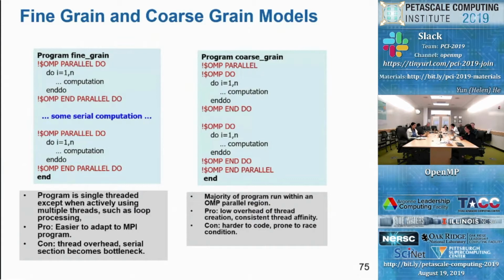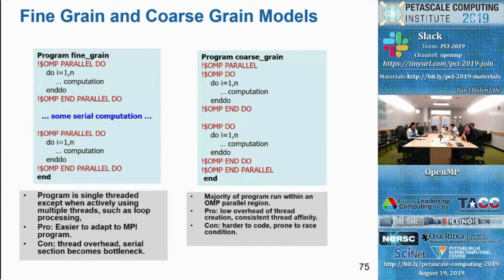This is also a concern of fine grain versus coarse grain models. Fine grain is that you do OMP parallel one at a time, and you have sequential codes in between. The coarse grain means I have a big parallel region, and everything in between is just my do loops. So everything in between is parallel. So there are pros and cons.